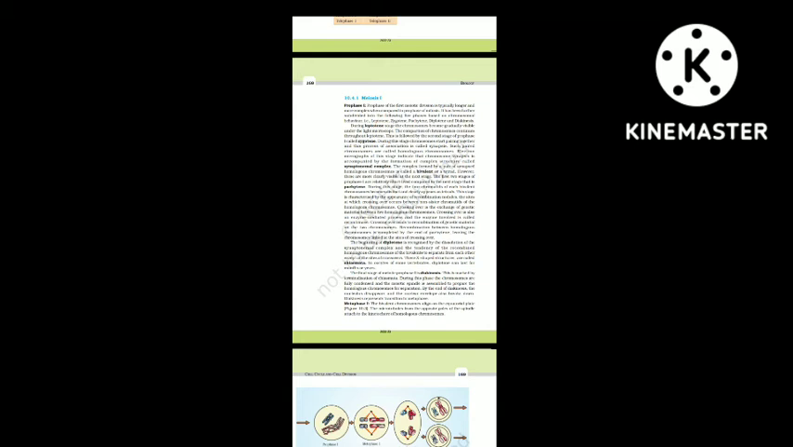Diplotene is marked by the dissolution of the synaptonemal complex and the tendency of the recombined homologous chromosomes of the bivalents to separate from each other except at the sites of crossovers. These X-shaped structures are called chiasmata. In oocytes of some vertebrates, diplotene can last for months or years.